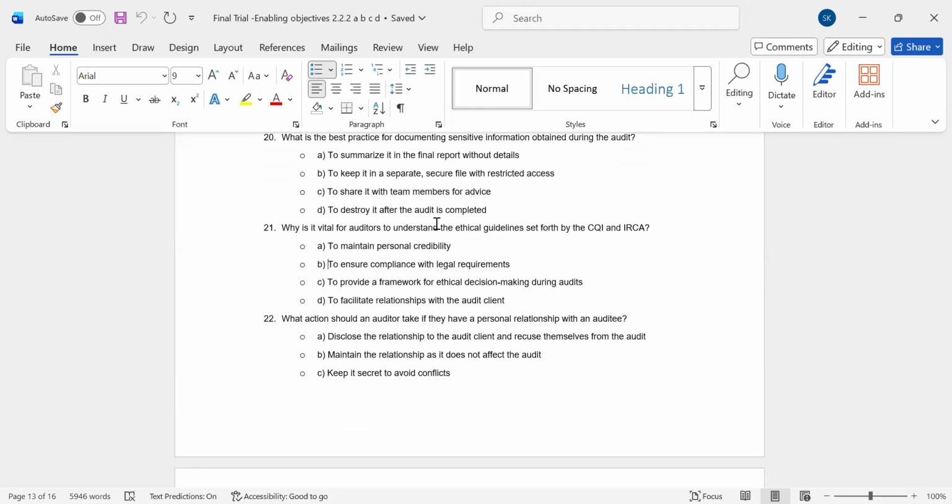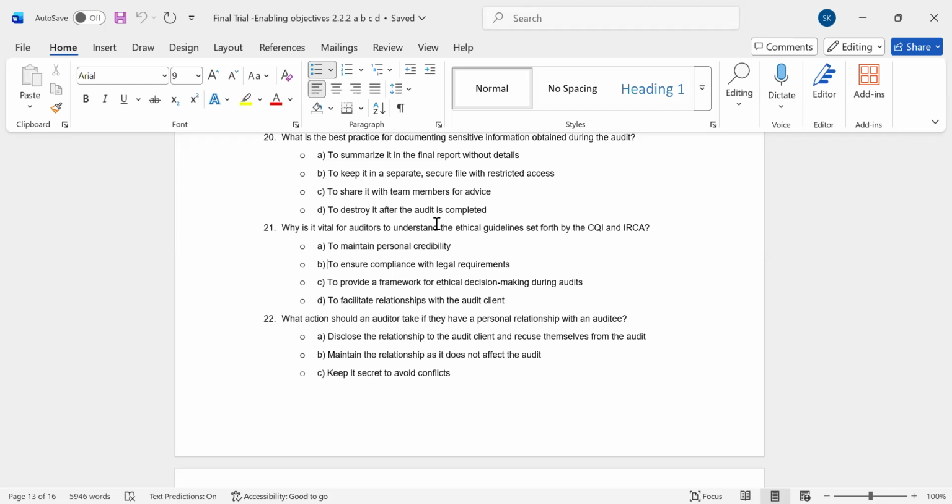21, sir. Why is it vital for auditors to understand the ethical guidelines set forth by the CQI and IRCA? To maintain personal credibility, to ensure compliance with legal requirements, to provide a framework for ethical decision making during audits, to facilitate relationship with the audit client? Answer is C, sir. Right.